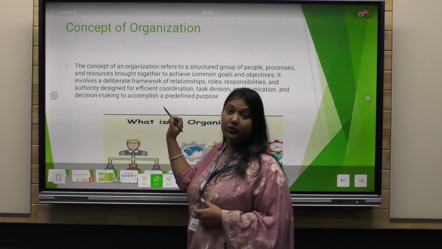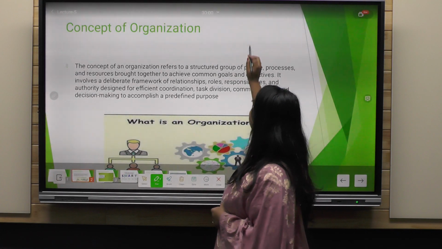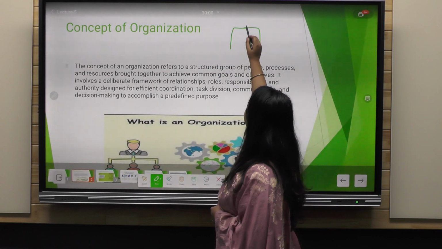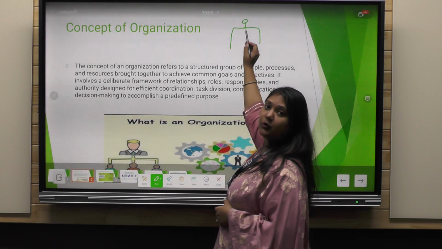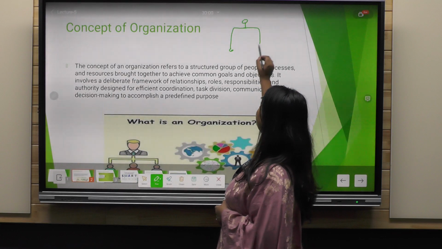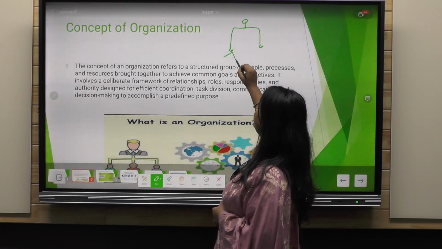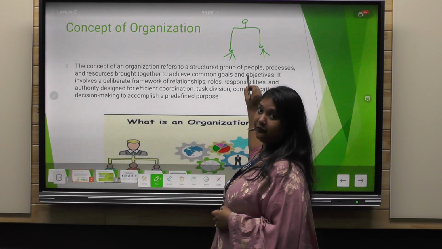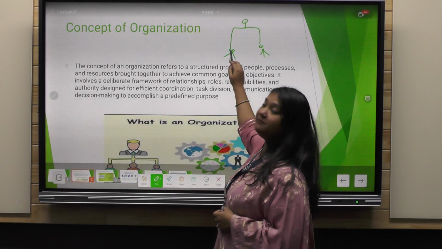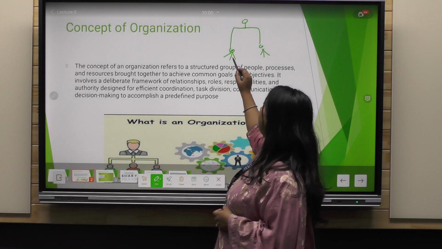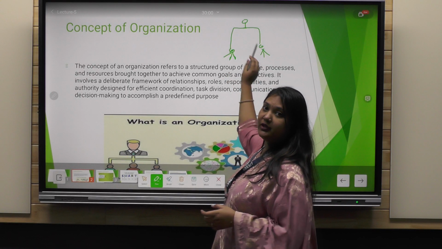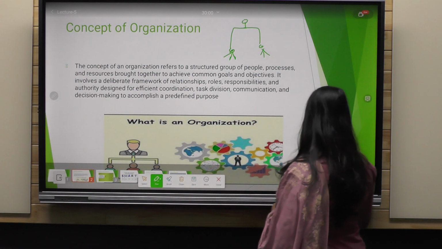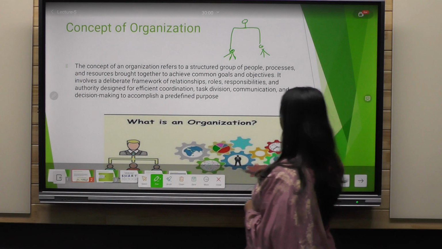When we talk about the organization structure, it should be like this. There should be one boss, and after that there will be an employee, and then there should be the parts, like this is the team leader and this is their team members. So the structure should be like this only. After that, next slide.